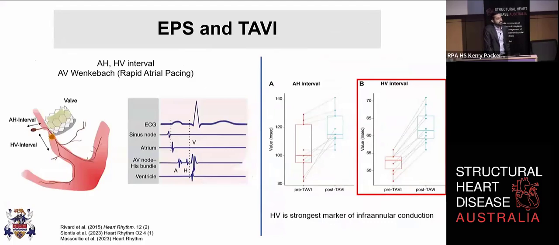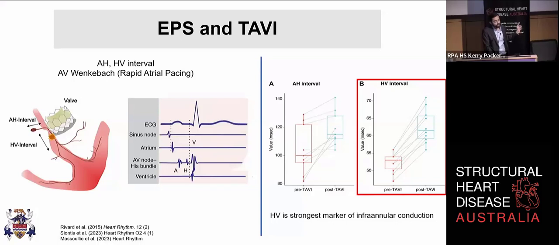Doing an EP study would add about 15 or 20 minutes to any procedure, which is a problem in itself, I guess. But groups have looked at using the AH and the HV interval, essentially splitting up the PR interval that you get on an ECG with more invasive measurements. AH looks at suprahisian conduction in a very general sense, and HV looks at infrahisian conduction.